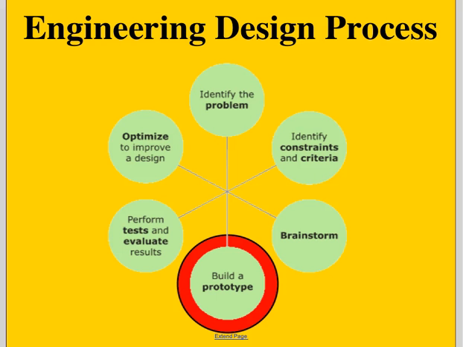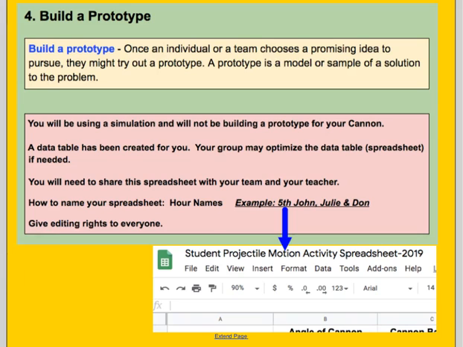The next part of the process is build a prototype. Now, this is actually somewhat done for you. A prototype is, once an individual or a team chooses a promising idea to pursue, they might try out a prototype. A prototype is a model or a sample of a solution to the problem. So we've already built you a prototype. And we've already built you a basic data table.